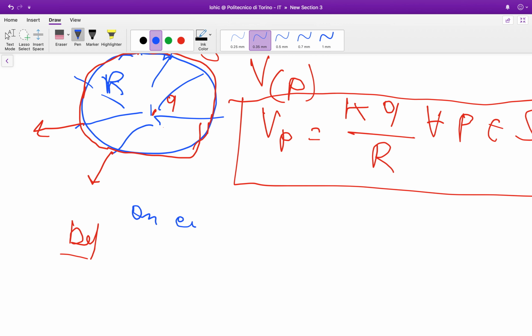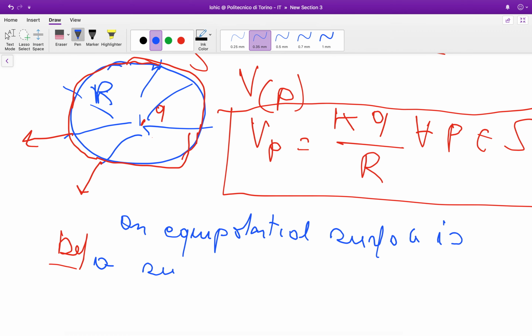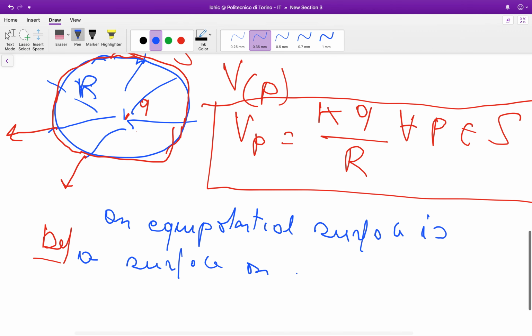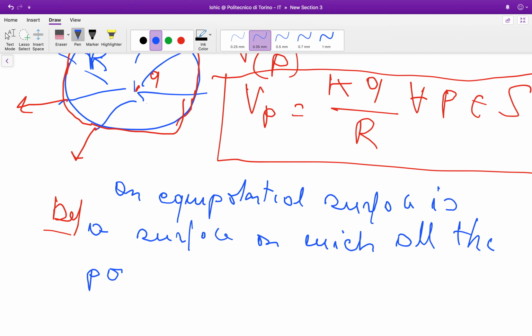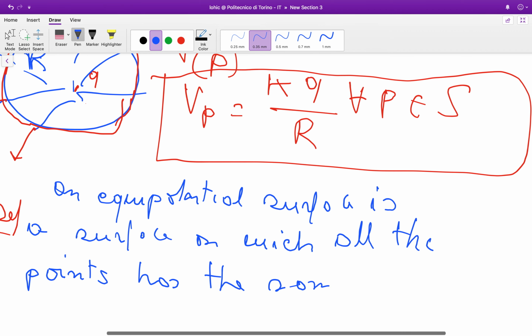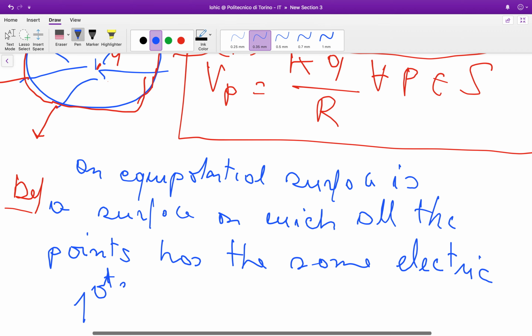An equipotential surface is a surface on which all the points have the same electric potential. Is that clear?